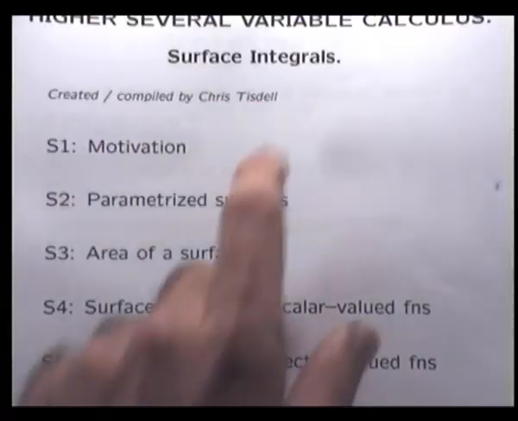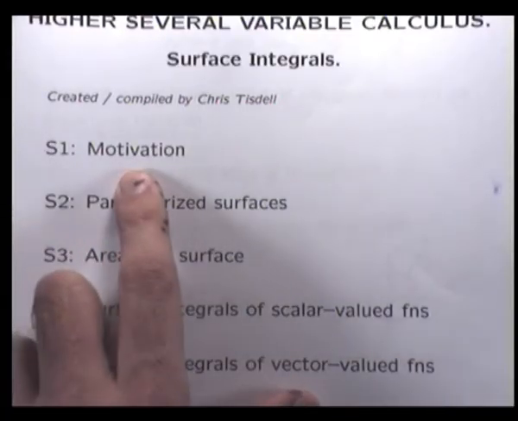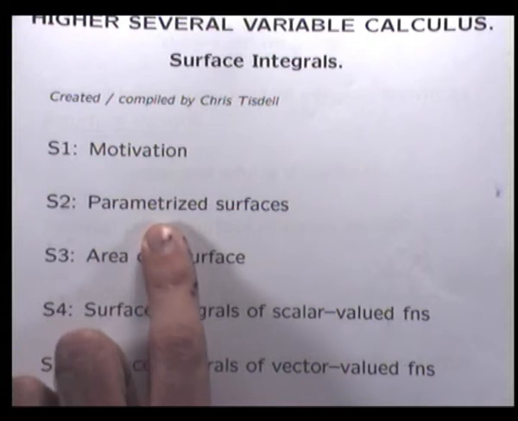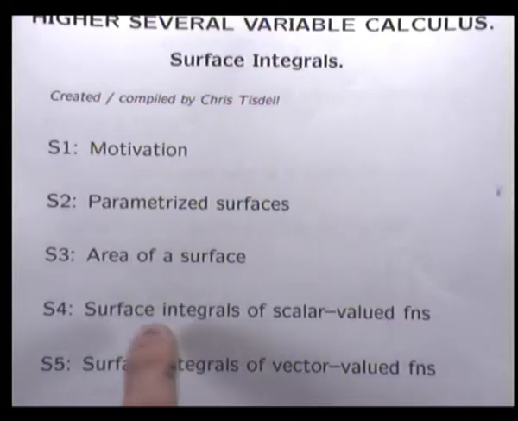I wanted to finish off the example that I started in this morning's lecture. Of course, we're looking at surface integrals at the moment, okay? So what have we done so far? Well, we've motivated the subject. We've looked at parameterized surfaces, curvilinear coordinate systems. We've looked at how to construct the area of a surface. And I finished the last lecture on defining surface integrals of scalar-valued functions.